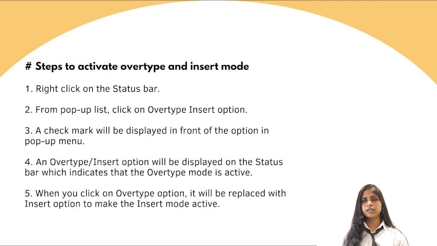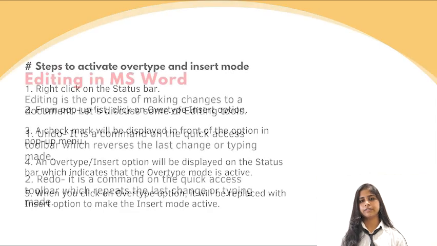Now coming to the steps, how can we do these commands. First of all, we have to right click on the status bar. Then from the pop-up list, click on the Overtype Insert option. Third, a check mark will be displayed in front of the option in the pop-up menu. Fourth, an Overtype Insert option will be displayed on the status bar, which indicates that the overtype mode is active. Lastly, when we click on the Overtype option, it will be replaced with the Insert option to make the insert mode active.